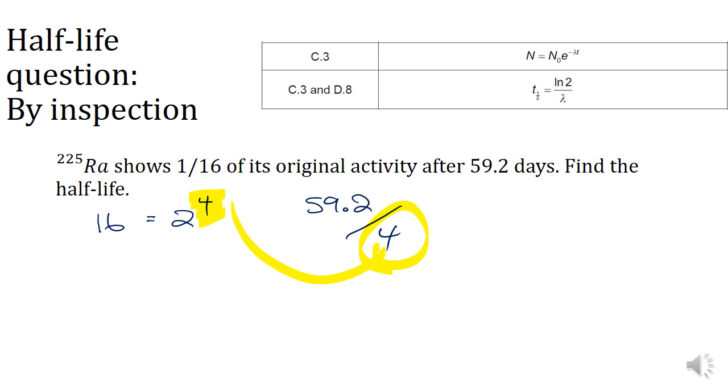Hang on. 2 times 2 is 4. 4 times 2 is 8. 8 times 2 is 16. Yeah, it's 2 to the 4. So 59.2 divided by 4. Let me just get my calculator up.